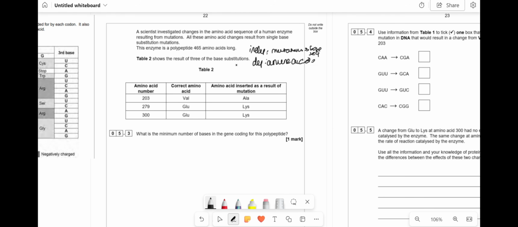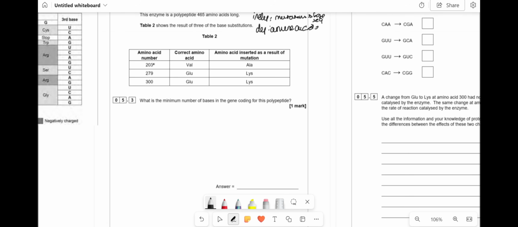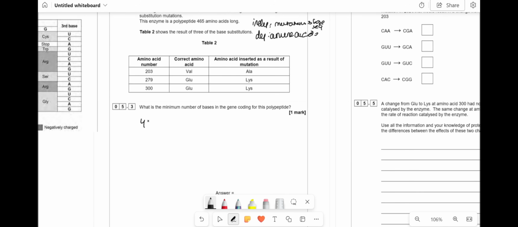Table 2 shows the results of 3 base substitutions. We've got amino acid number 203 in this thing. That's 465 long, and this is what's happened, blah, blah, blah. So then it says, what is the minimum number of bases in the gene coding for this polypeptide? It's 465 amino acids long. One triplet makes one amino acid. So if we've got 465 amino acids, then we're going to have 3 times that. 465 times 3 gives you 1395.